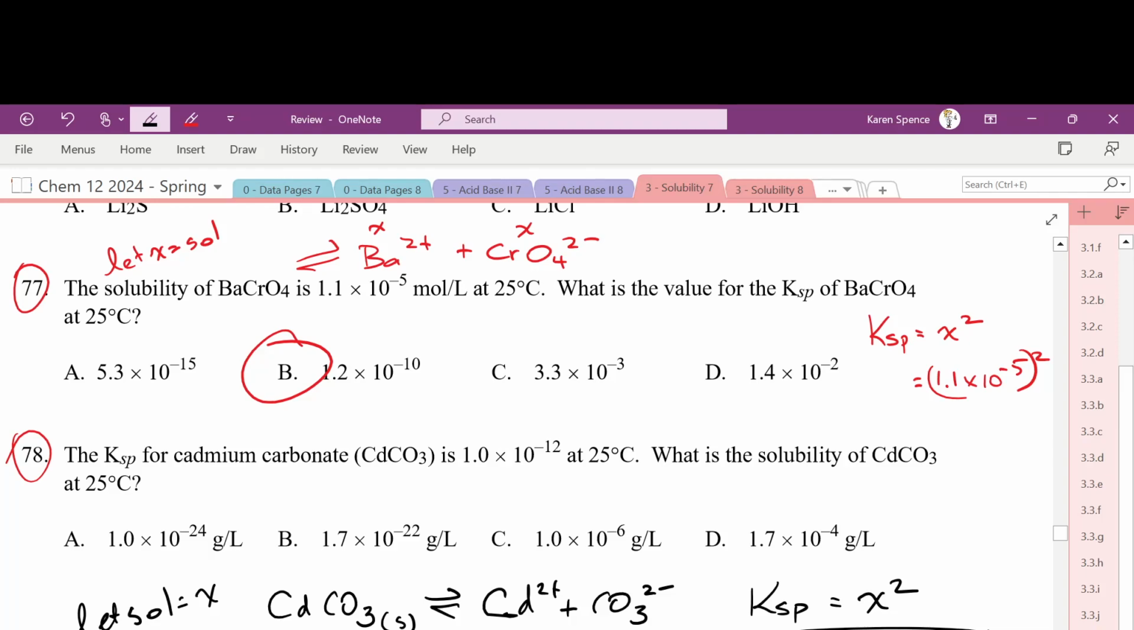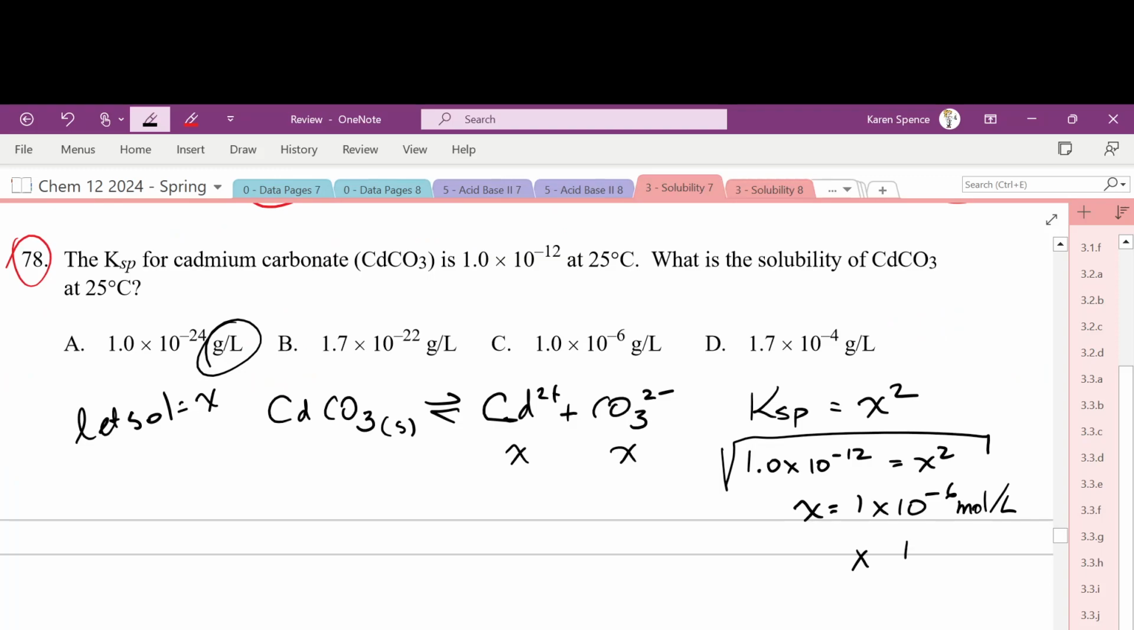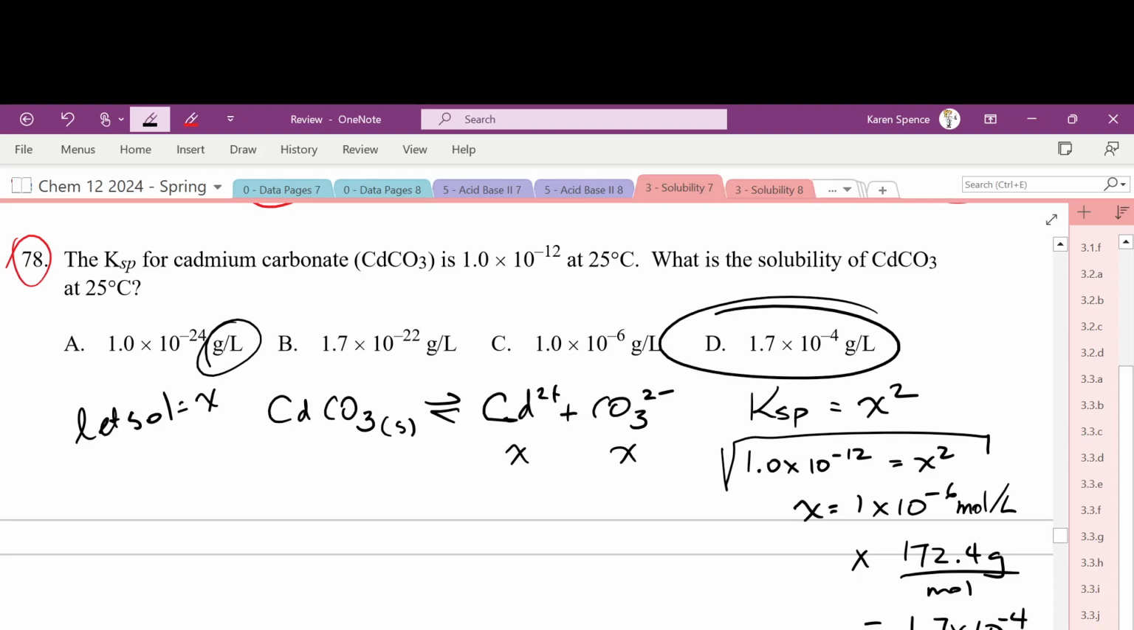Yes, because that always gives us moles per liter. But these units are grams per liter. So what we have to do is change it to grams. The molar mass of cadmium carbonate is, cadmium is 112.4, plus 12 plus 16 times 3, which is 172.4 grams per mole. Times 1 times 10 to the negative 6 equals 1.7 times 10 to the negative 4.